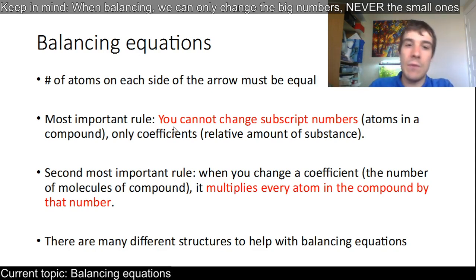We can only change the coefficients, which are the big numbers. The big numbers are the coefficients, which is the relative amount. I can double how much magnesium I'm putting into my solution. That's no problem, and that's why we can change the number at the start. When we change one of those big numbers, it'll multiply every atom in the compound by that number.